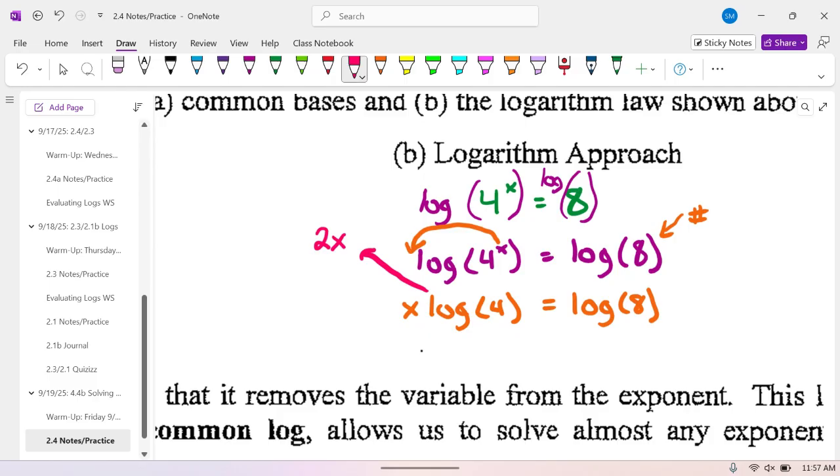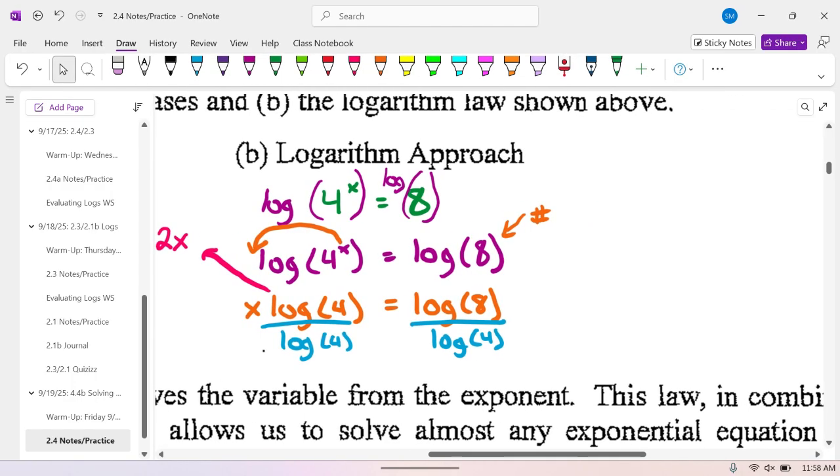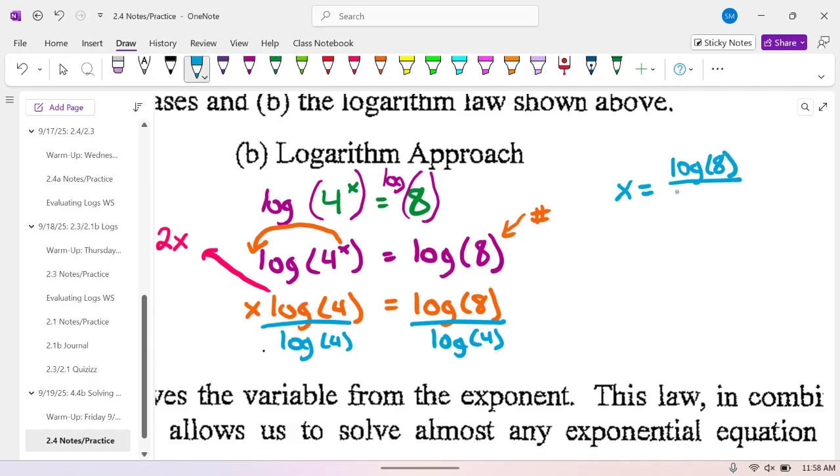All right. So I'm going to divide both sides by log of 4. Because remember, log of 4 is just a number. It's an ugly number, but it's a number nonetheless. Even ugly numbers are still numbers. So my answer is this. Now, this would be my exact answer.